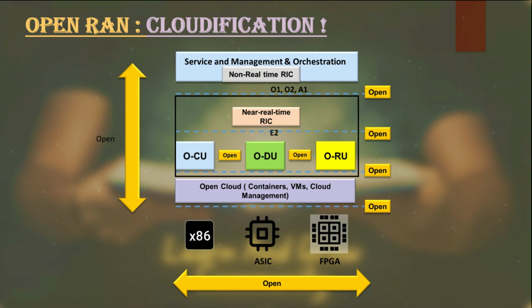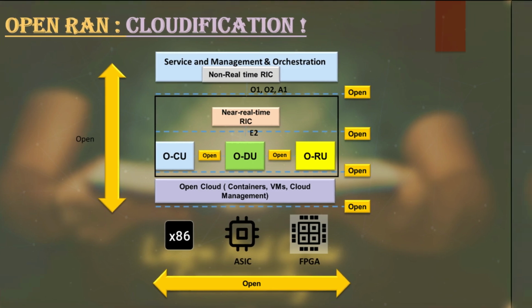We need to define what type of mid-haul we should use. Either we can go with microwave connectivity or we have to go with fiber mid-haul. We need to define what network functions need to be kept near to the users and what can be placed in the data center, like ODU, OCU, near real-time RIC, non-real-time RIC, switch nodes and functions. These all need to be considered before finalizing the ORAN system deployment.